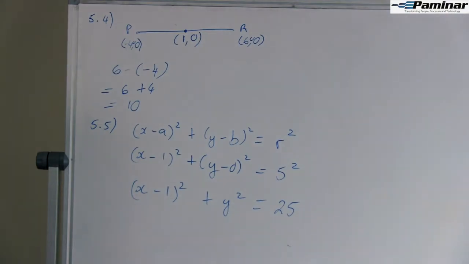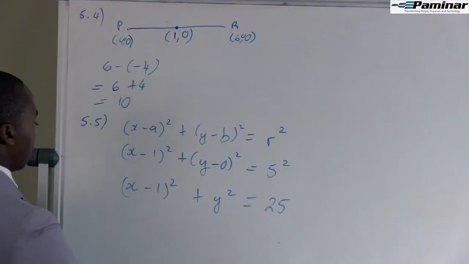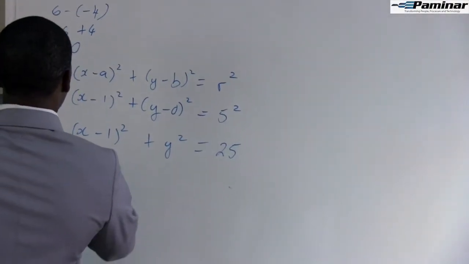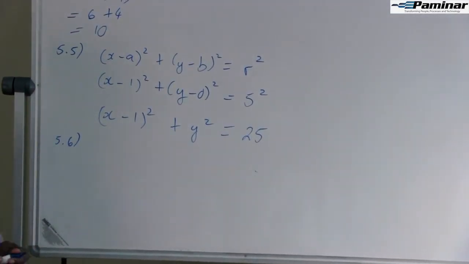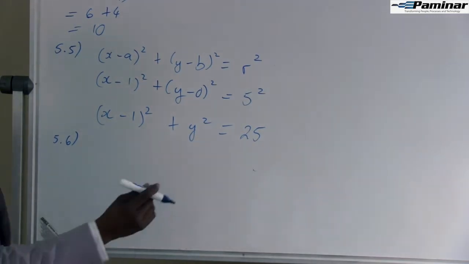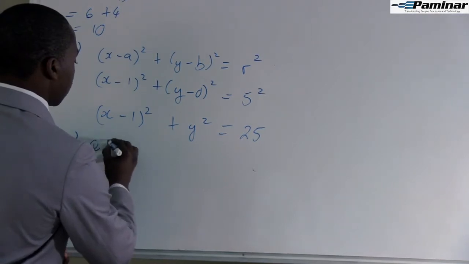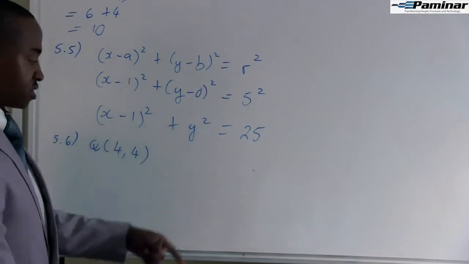And let's look at question 5.6. It says, show that Q is a point on the circle in question 5.5. Okay, this is straightforward. In order for you to show that Q is a point on the circle, you just simply substitute for the value of x. Then y should equal the value that Q has for y.